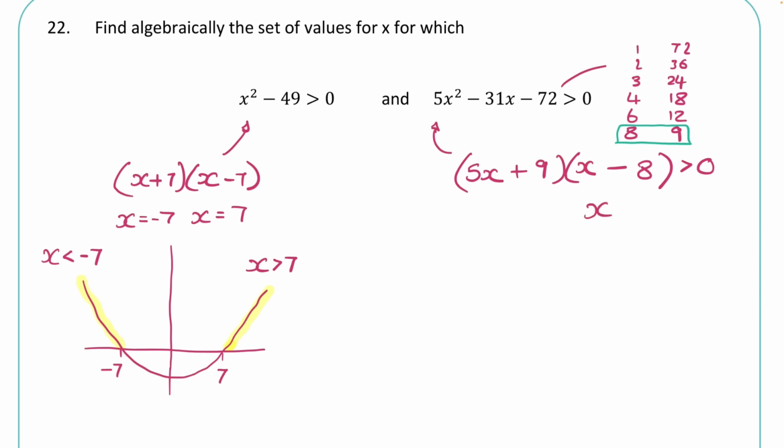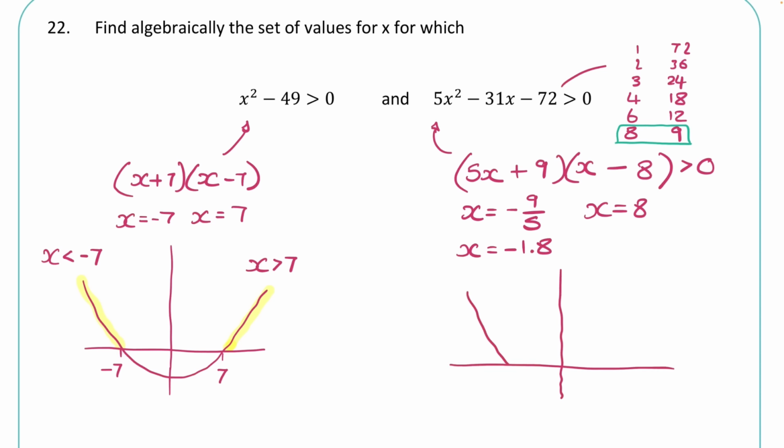So we get two solutions, x is equal to 8, and x is equal to negative 9 over 5. If we type that into a calculator, that's negative 1.8. You can write it as x is equal to negative 1.8 if you would prefer. And again, if we draw a graph for this, then we have a negative and a positive solution. We have minus 1.8 and positive 8.